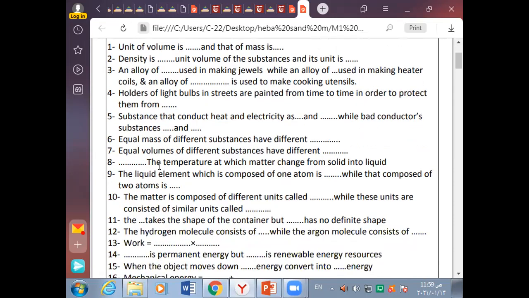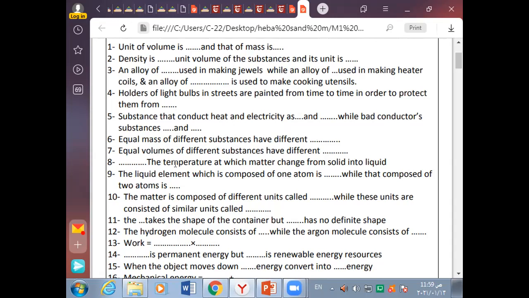We know equal masses of different substances. When we balance a cube of iron and cotton, they are equal masses of different substances. We have cotton and iron with different sizes: one of them is big in size and the other is small in size. On the other hand, equal volumes of different substances have different masses. When you say volume, I say mass. When you say mass, I say volume.